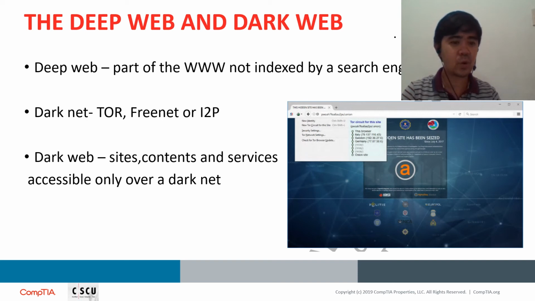Okay, so in the deep web, there are sites, contents, services, and software, again, which can be accessed over the darknet. We call that the dark web.